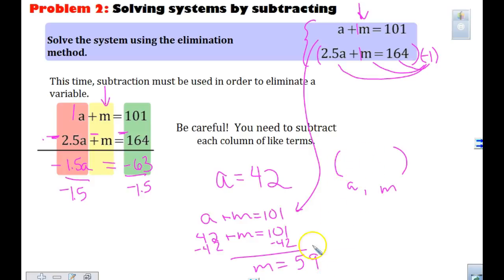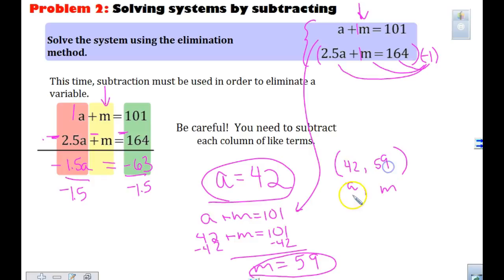59. So, because this one's asking me for two variables, I can leave it like this, 42 and 59. I could write it as an ordered pair, 42, 59. I would probably want to put the variables below, because if it's not x and y, you just want to make sure people know which one is which.